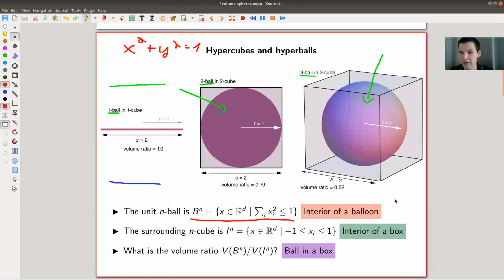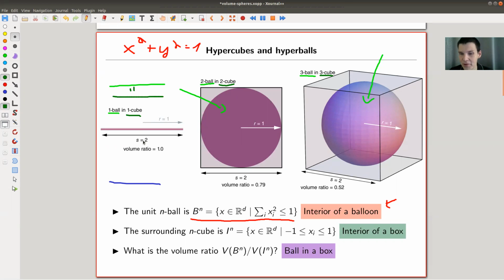You have hyperballs. You would like to think of it like the interior of a balloon, if you want. So the filling of the balloon. I'm not interested in the surface of the balloon. It's the filling of the balloon. Really a ball, right? Something solid. And they tend to sit in a hypercube, in a 2-cube, in a 3-cube, in a 1-cube. The 1-cube is again a bit silly. The 1-cube actually is the same as the 1-ball.